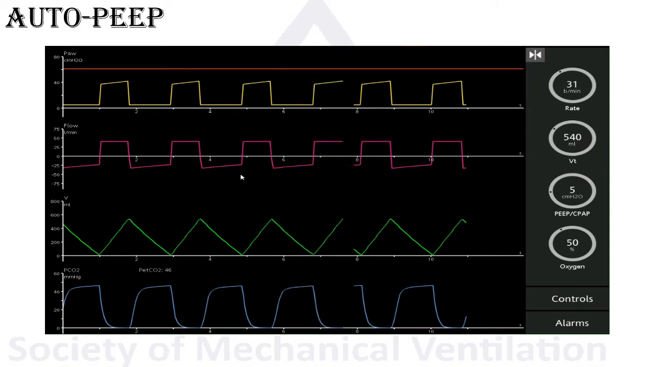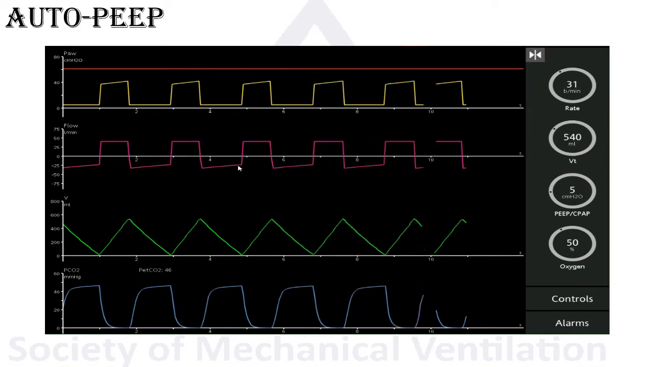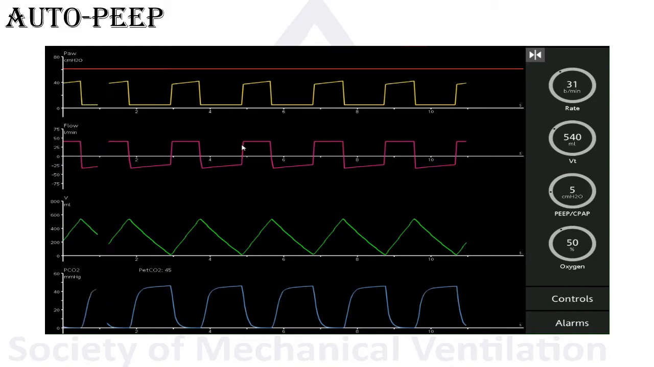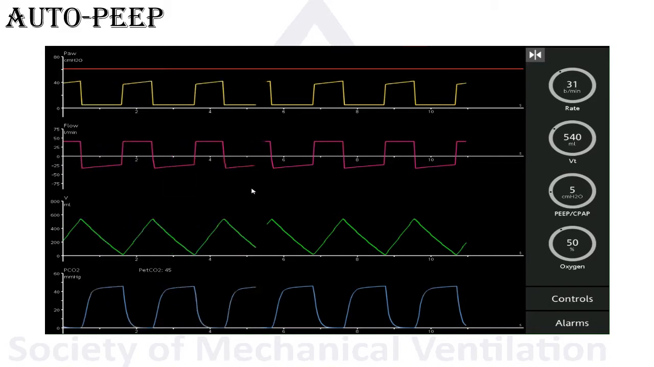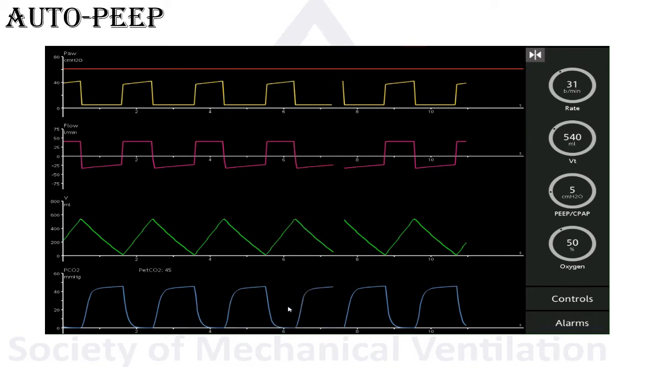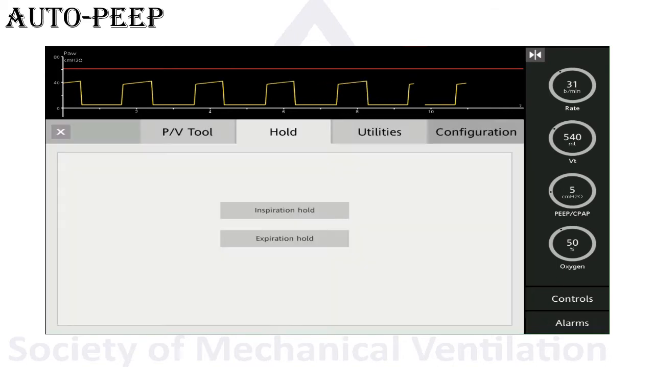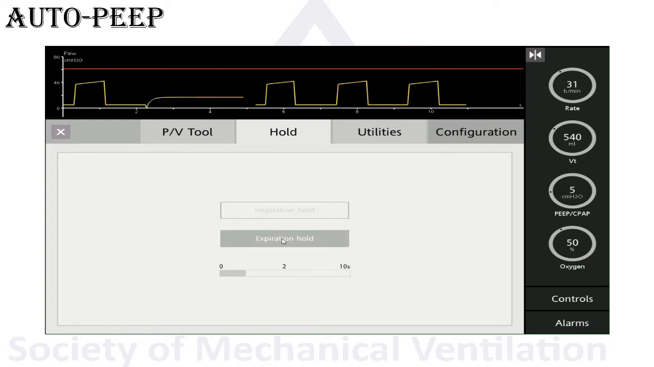So we can tell that the end expiratory flow waveform is not reaching the baseline before the next breath, so this is by definition auto-PEEP. But how much is auto-PEEP? And to say the exact number, you have to do an expiratory pause maneuver. So we'll keep it going for a couple of seconds.